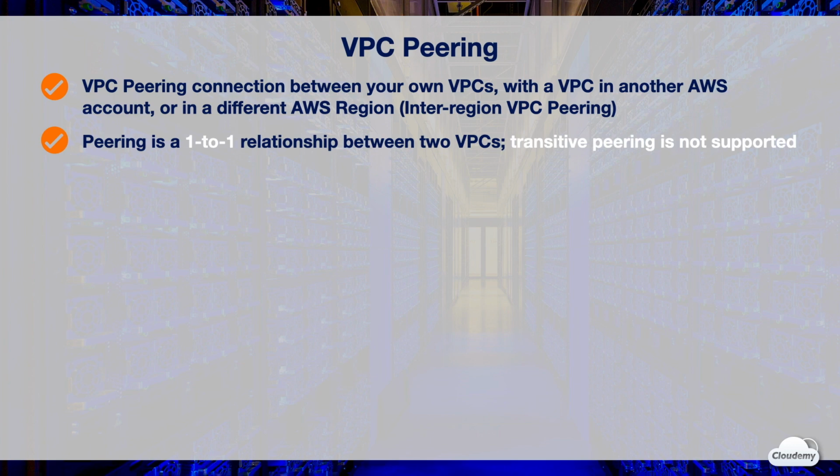A VPC peering connection is a one-to-one relationship between two VPCs. You can create multiple VPC peering connections for each VPC that you own, but transitive peering relationships are not supported. You do not have any peering relationship with VPCs that are not directly peered with your VPC.